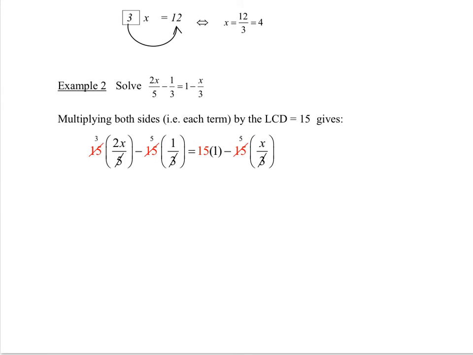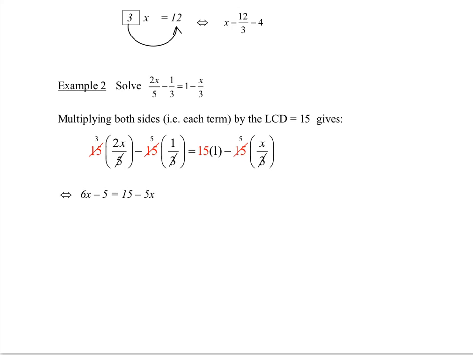If we simplify that a little bit, so if we actually do the 3 times 2x, the 5 times 1, 15 times 1, and the 5 times x, what we end up with is an equation that looks like this. Right? The 6x right here comes from doing 3 times 2x. The negative 5 comes from the negative 5 times 1. The 15 comes from 15 times 1, and the negative 5x from negative 5 times x.